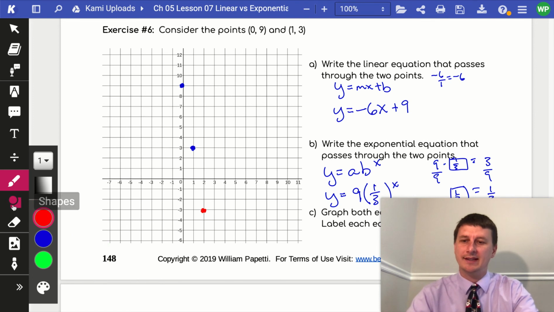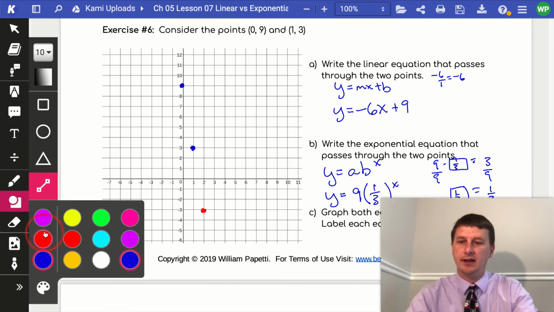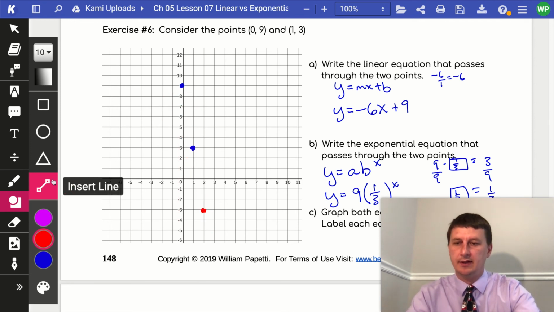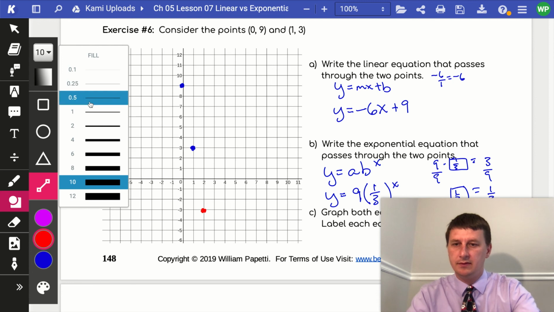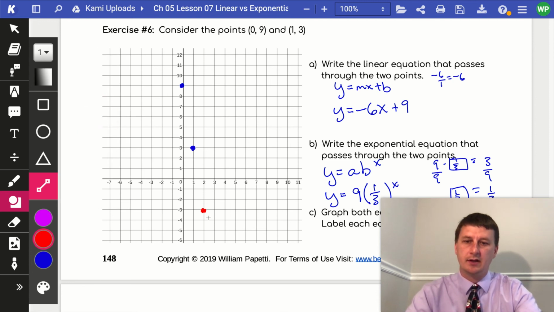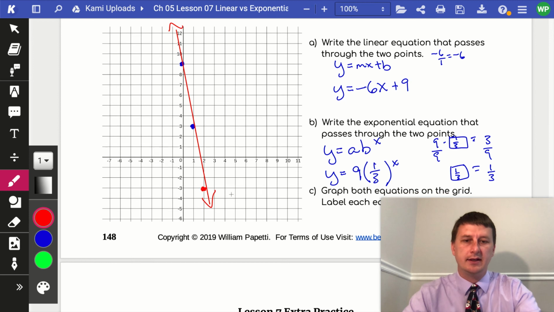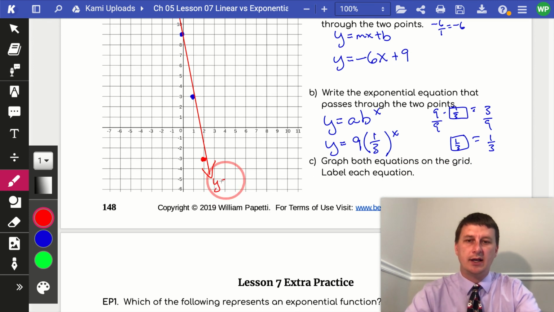So now I'm going to connect these points using a nice straight line. And whoa, that's a little too thick. I'm going to redo that one. Hold on. There we go. Nice straight line. Much better. Put some arrows on the ends of my line and label each equation. So this is y equals -6x plus 9.